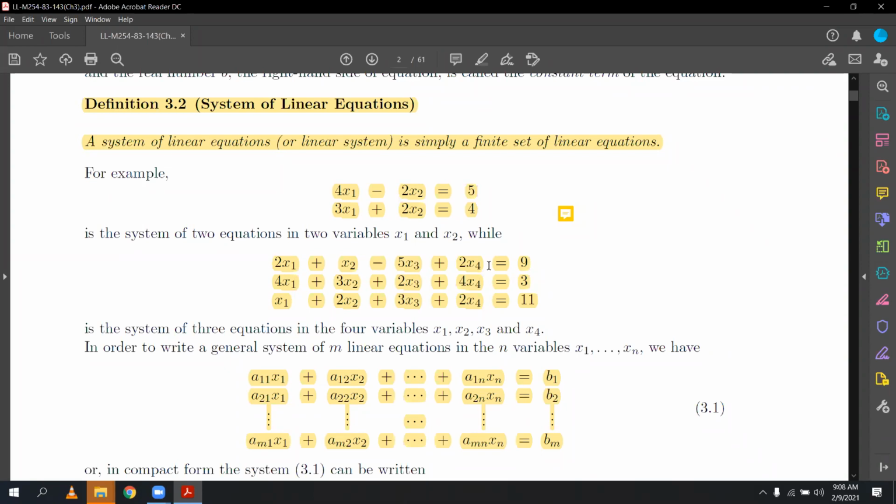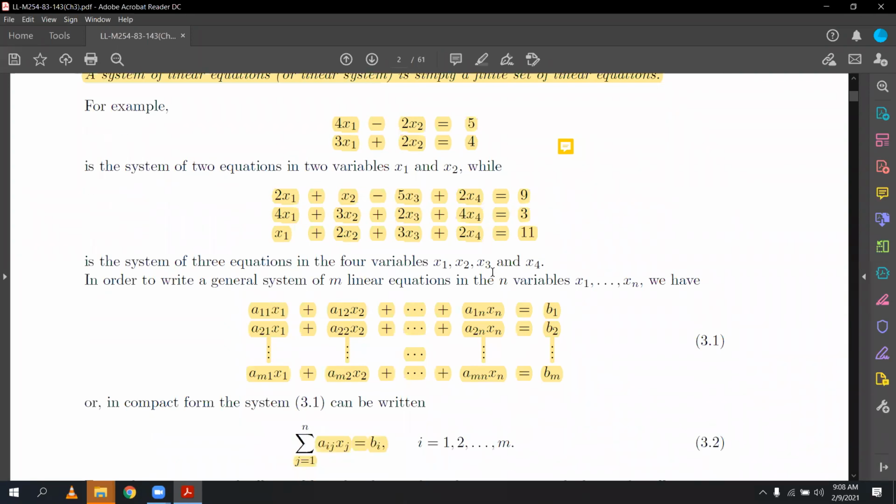Now, this is the generalized case for the system of linear equations. We are given M equations, 1, 2, 3, 4, up to M equations. How many variables are we given? X1, X2, X3, up to Xn. This is the generalized shape of the linear system we have here.